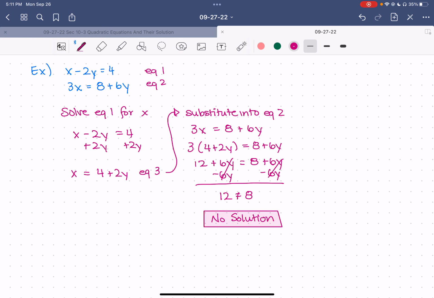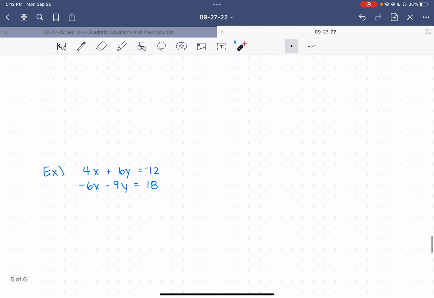So when you're solving, if your variables completely disappear and you're left with something that is never true, that means there is no solution. There is no value of x and y that you can plug into both equations and make them true. So there was that example. All right. Again, if you need to pause the video to chew on this a little bit, feel free. Otherwise, I'm going to move on.